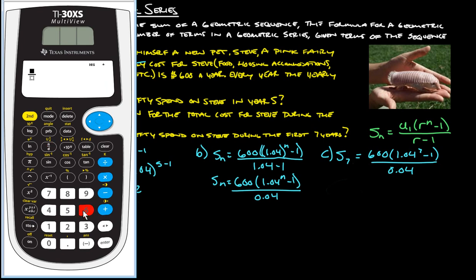Anyway, 600 parentheses 1.04 to the 7th, and then we go arrow over to get out of the power, and then minus 1. Close our parentheses, and then on the bottom, divide by 0.04. Not sure why it's being all glitchy like that.